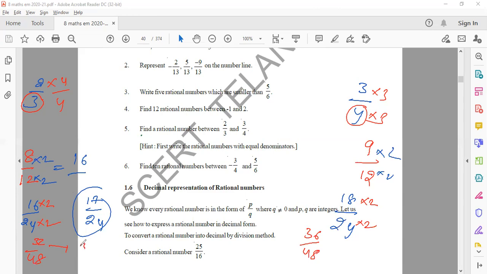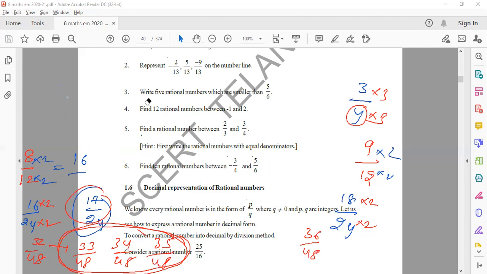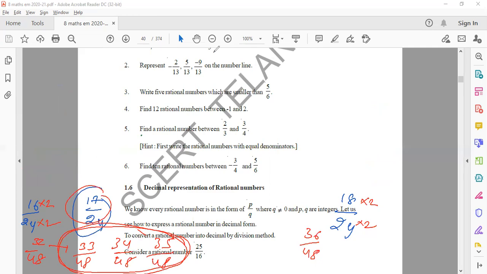What are the numbers you got? 33 by 48, 34 by 48, 35 by 48. Clear? 3 numbers you got. Previously you got one number, now you got 3 numbers. If you still want more numbers, you can go for extension. Again you can multiply with one more 2. One more 2, you get an answer now.